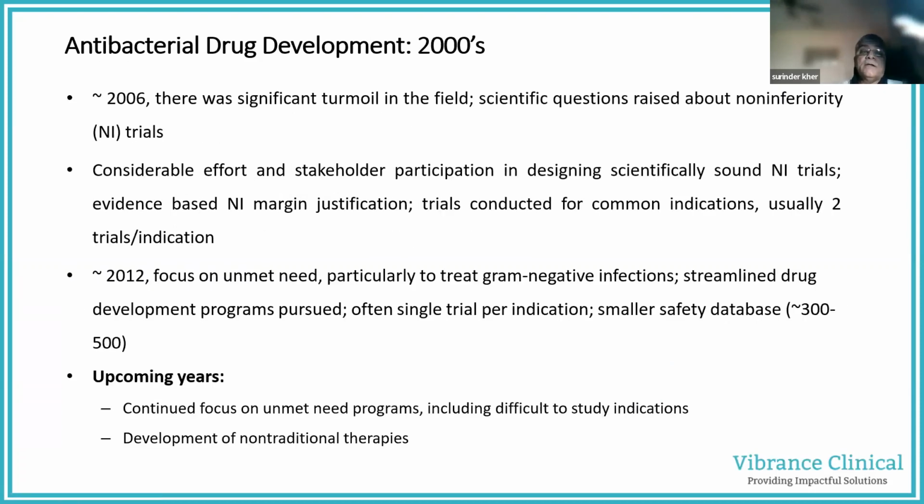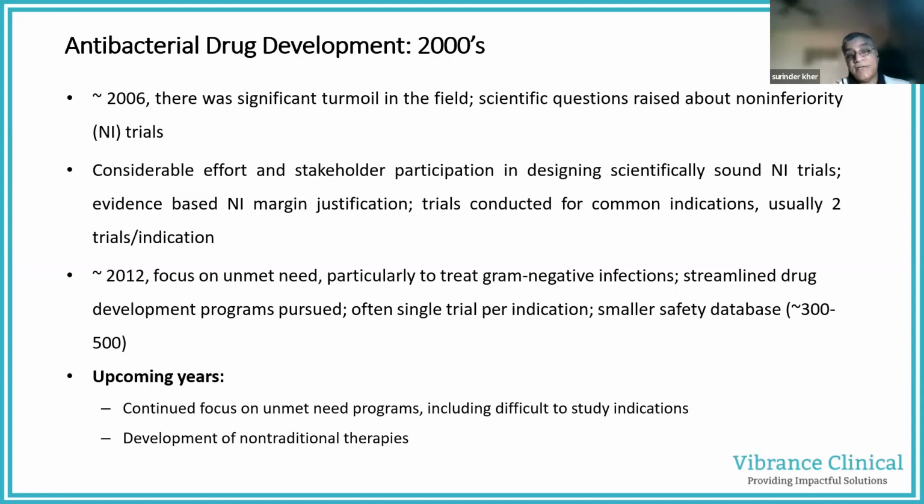So there has been this change happening over several years, and that's how the transition has been going on. Now, during the 2000s, especially in 2006 and around, there was a significant turmoil in the field of scientific questions which were raised about the non-efficiency trials. Basically, when we try to do non-superiority or non-inferiority trials, that becomes a little challenging, and questions are being asked. In one regulatory agency, if it is approved, then the other regulatory agency would question it and would not accept it. So it became very difficult.